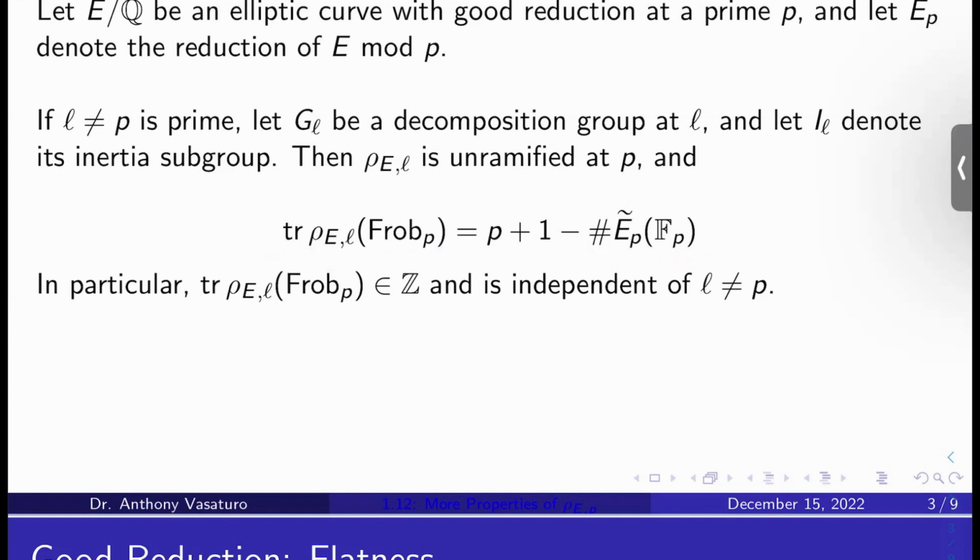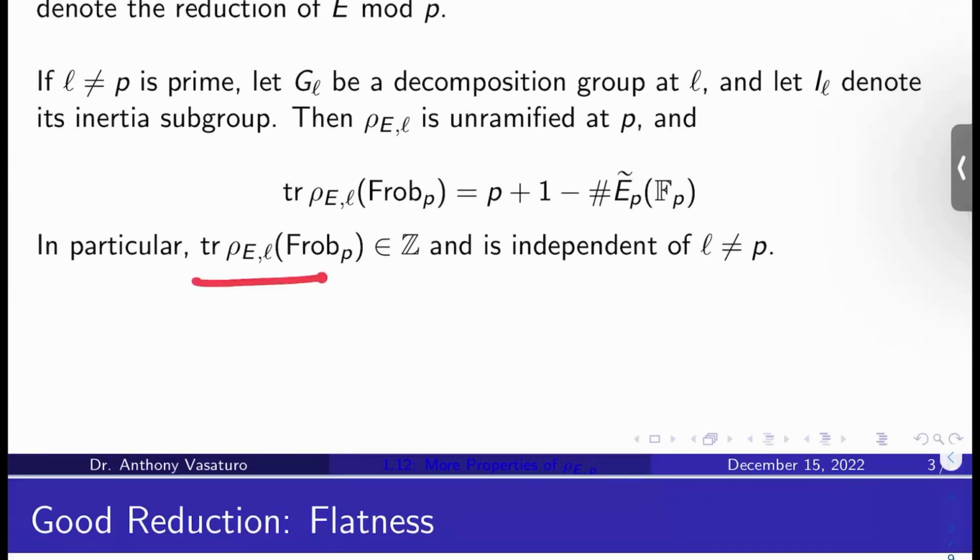So remember, when we're unramified at a prime, then locally at that prime, the image of Frobenius essentially determines the representation. So this is an excellent result. It tells us a lot about the image of that Frobenius. We get the trace, right? If we had trace and determinant, for example, then we could write down the characteristic polynomial and we'd be all set. Okay, so in particular, trace of rho E,L of Frobenius at P is an integer, and it's independent of the prime L as long as L isn't P. So that's nice to know.